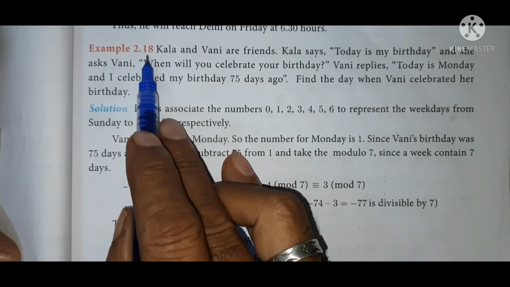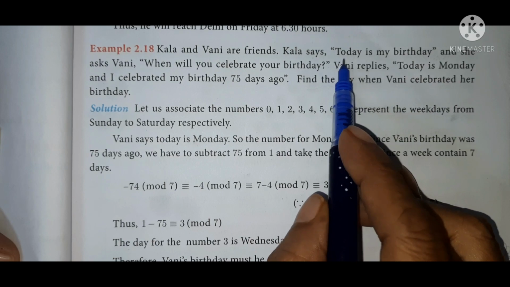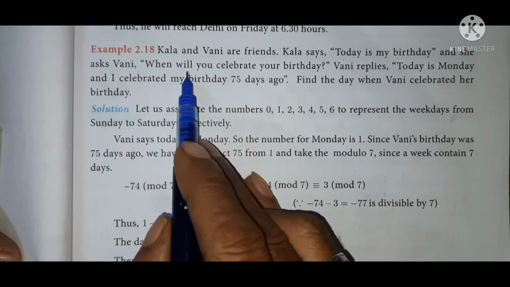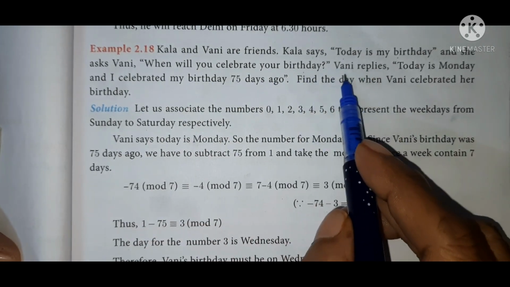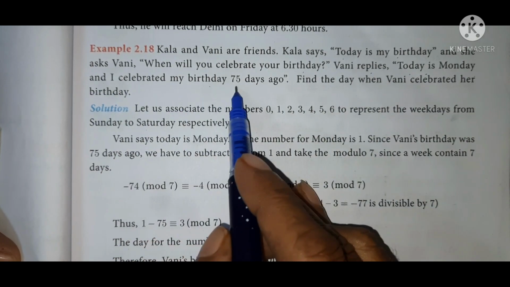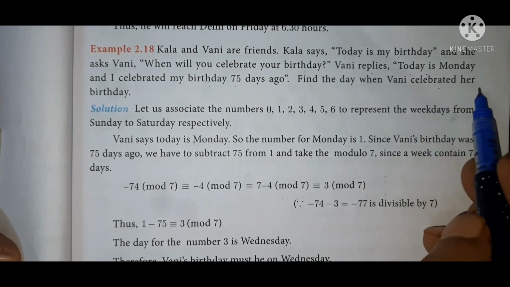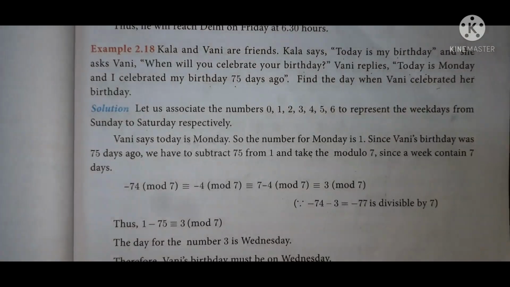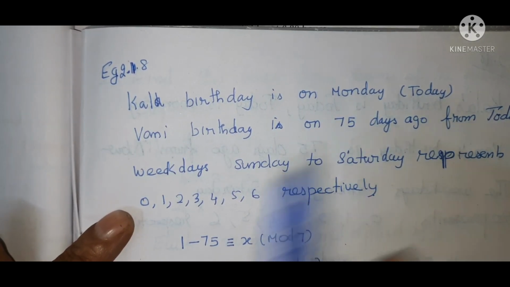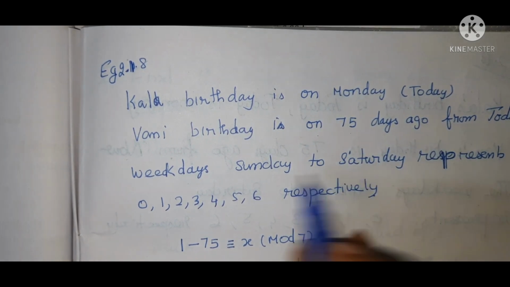Example 2.18. Kala and Vani are friends. Kala says, "Today is my birthday," and she asks Vani, "When will you celebrate your birthday?" Vani replies, "Today is Monday and I celebrated my birthday 75 days ago." Find the day when Vani celebrates her birthday. Kala's birthday is on Monday, today. Vani's birthday was 75 days ago from today.